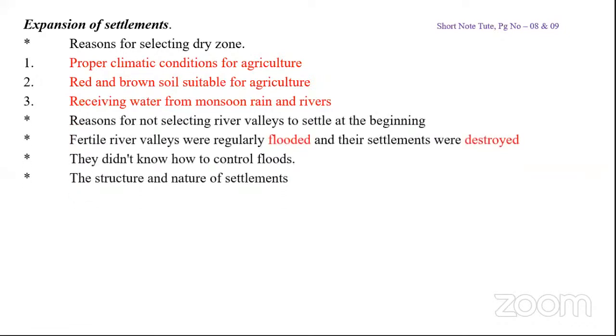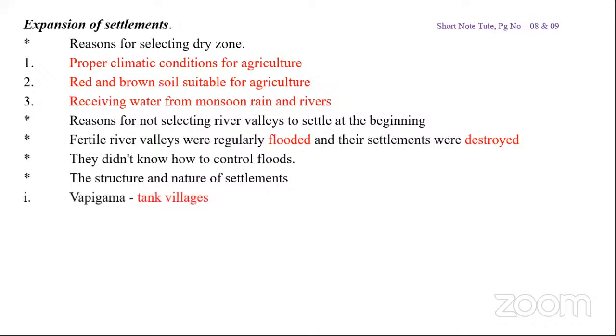So, reasons for not selecting river valleys. Initially, they did not select river valleys. Why did they not select river valleys? Because river valleys were regularly flooded and their settlements were destroyed. Later on, when they understood the method of controlling floods, they migrated to river valleys, fertile river valleys, and started agriculture and started receiving more harvest.